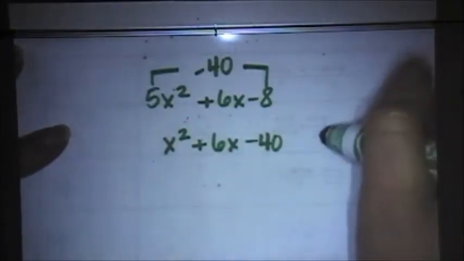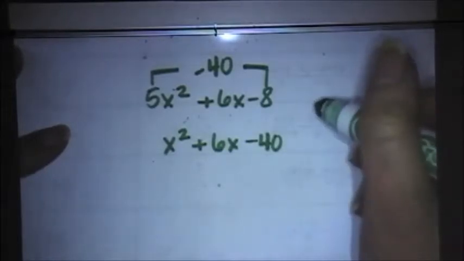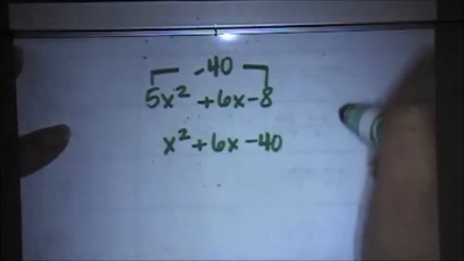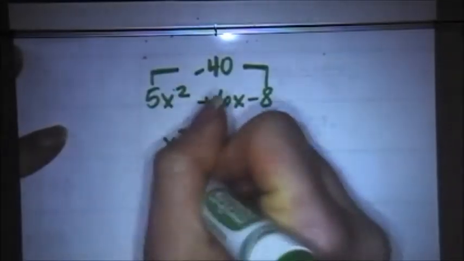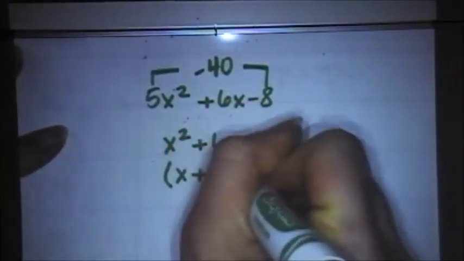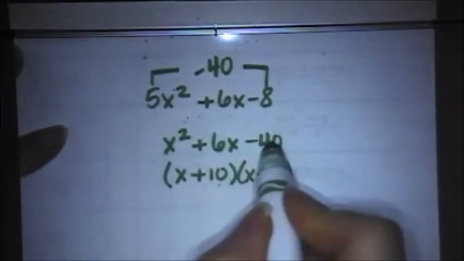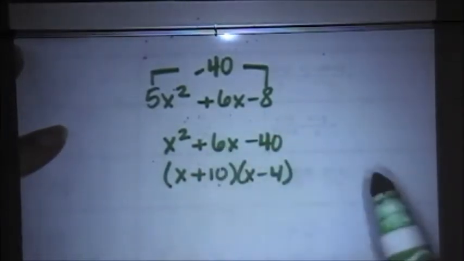Again, if you're not sure, you could always plug into your calculator y equals 40 divided by x and go through that list, or you could just go through them in your head. In this case, it's x plus 10, x minus 4, because multiplying those would give me negative 40, but adding them gives me positive 6.